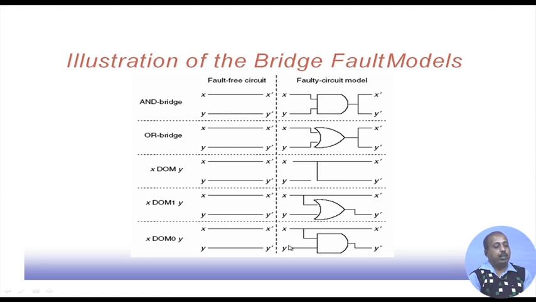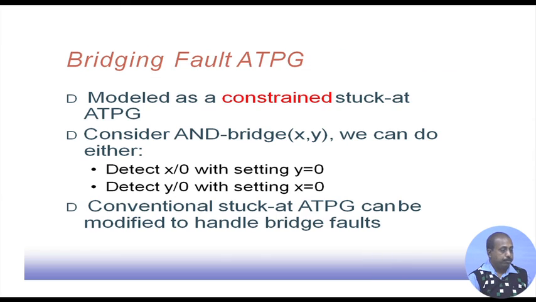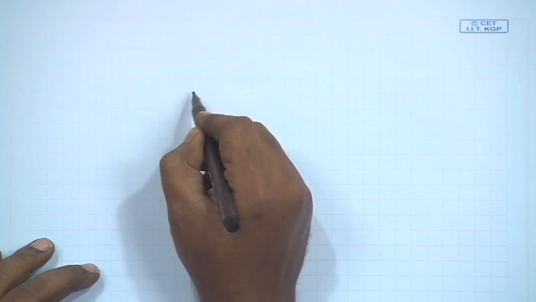We can modify the circuit to this faulty circuit model and run some ATPG tool to generate the bridging fault patterns. So, this is modeled as a constraint stuck-at ATPG. It is like this, a concept. Suppose I am trying to generate a test pattern for AND bridge of x and y. We can do it like this: detect x stuck at 0 with y set equal to 0.